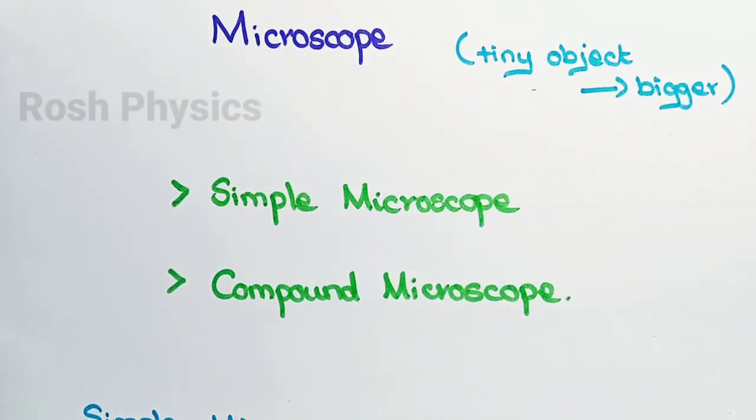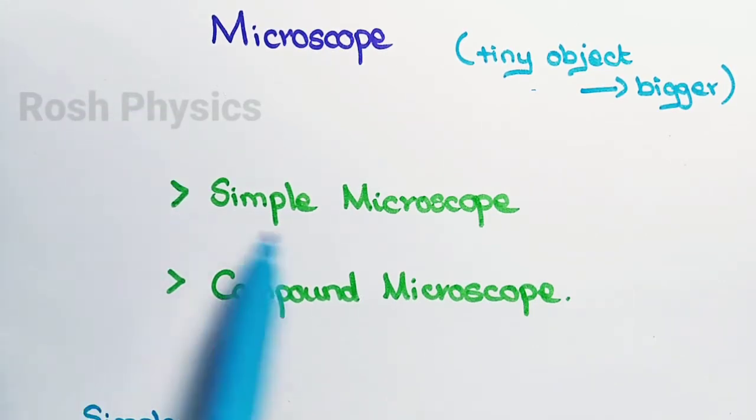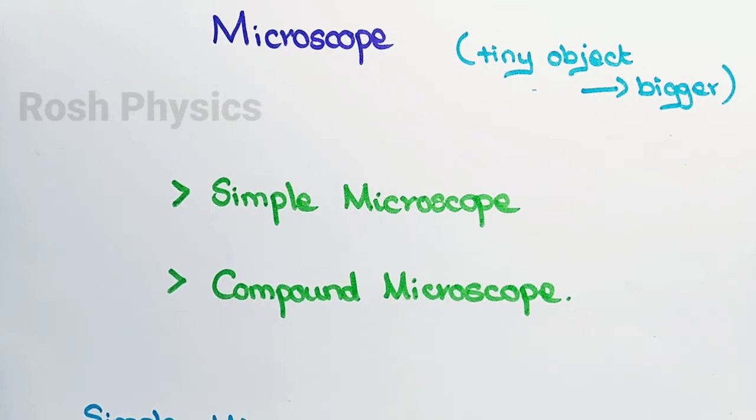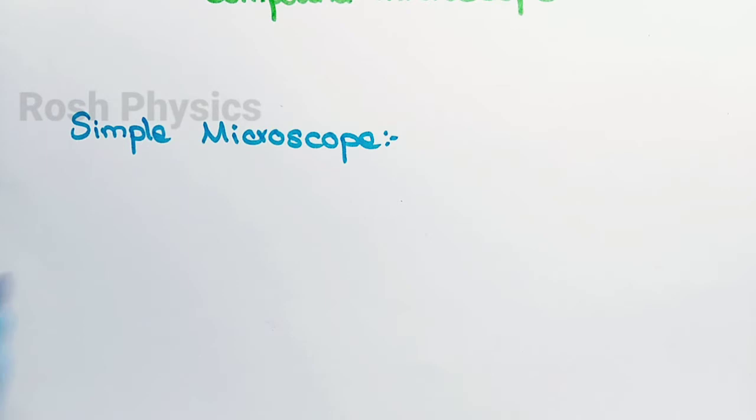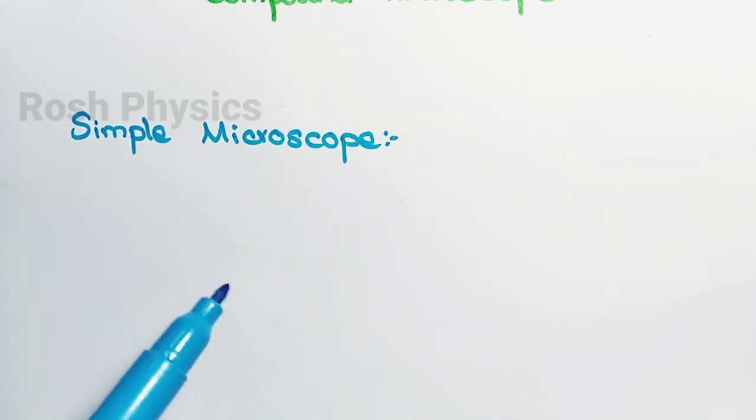So basically, based on their design or structure, microscopes are classified into two types. One is a simple microscope and the other is a compound microscope. Let's move on to see what they are. First of all, let's see what a simple microscope is. The design of the simple microscope is very simple, so it is called a simple microscope.